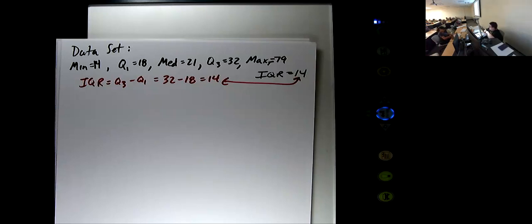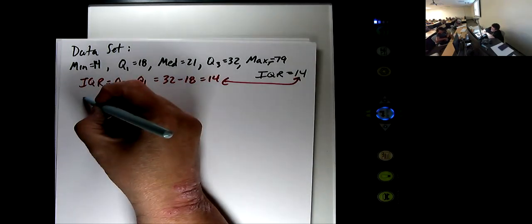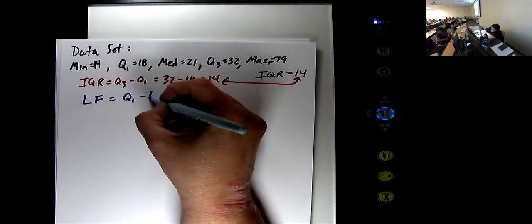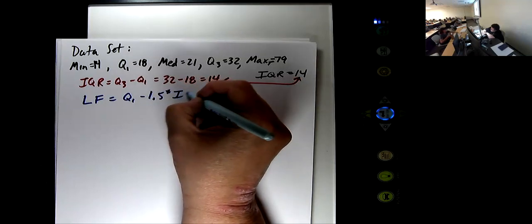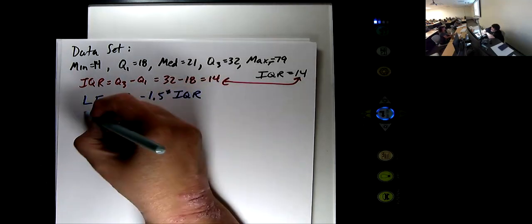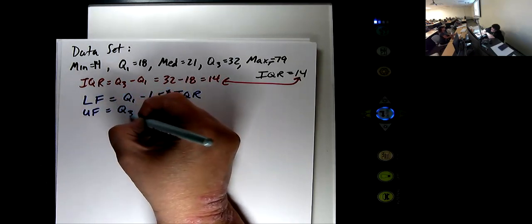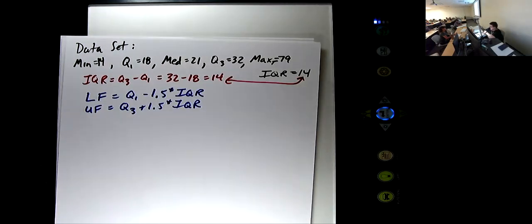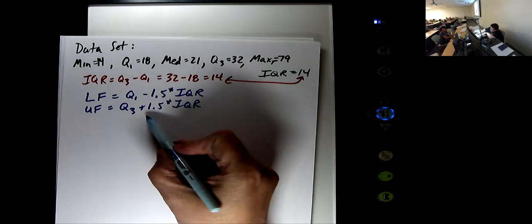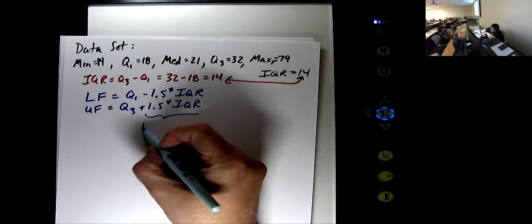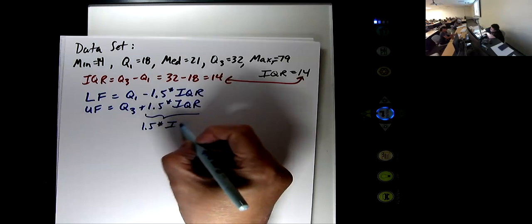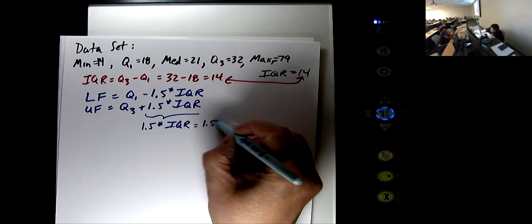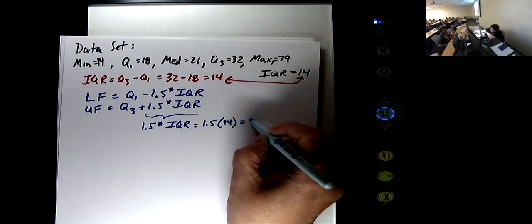Let's take a look at calculating the fences. The lower fence was Q1 minus 1.5 times IQR, and the upper fence was Q3 plus 1.5 times IQR. It looks like both of them use this 1.5 IQR, so let's calculate what it is. That is 1.5 times 14. If you put that in a calculator, it's 21.